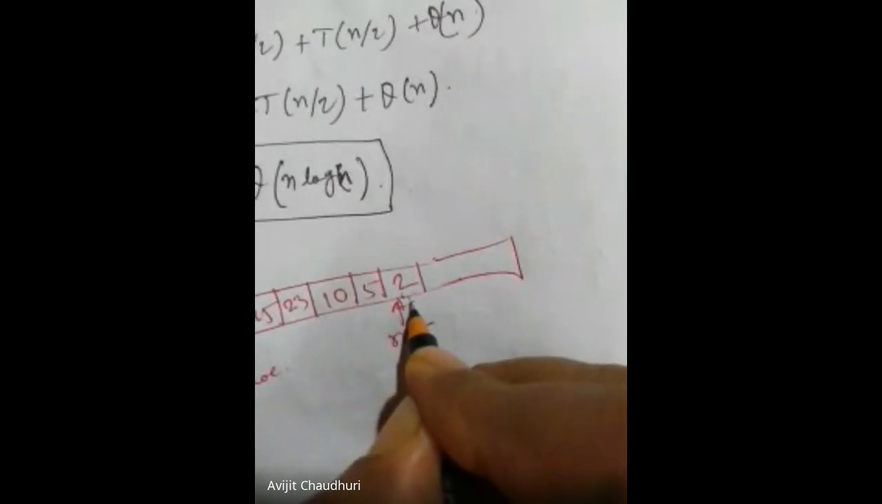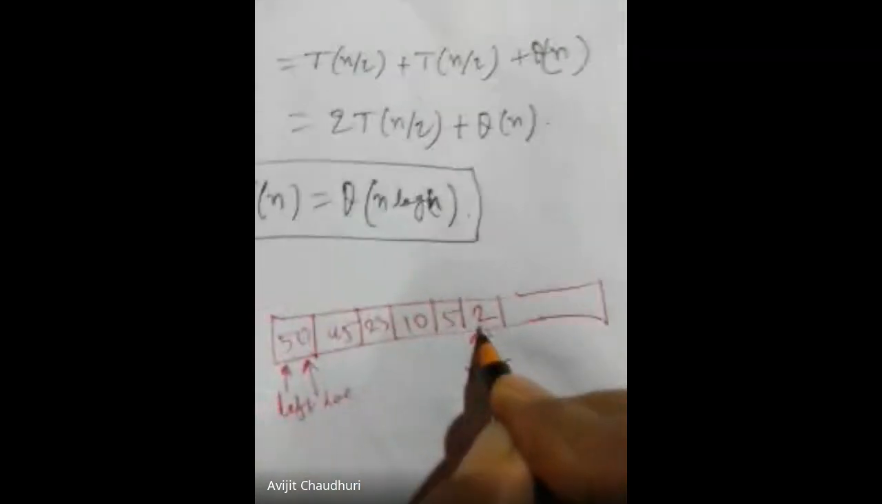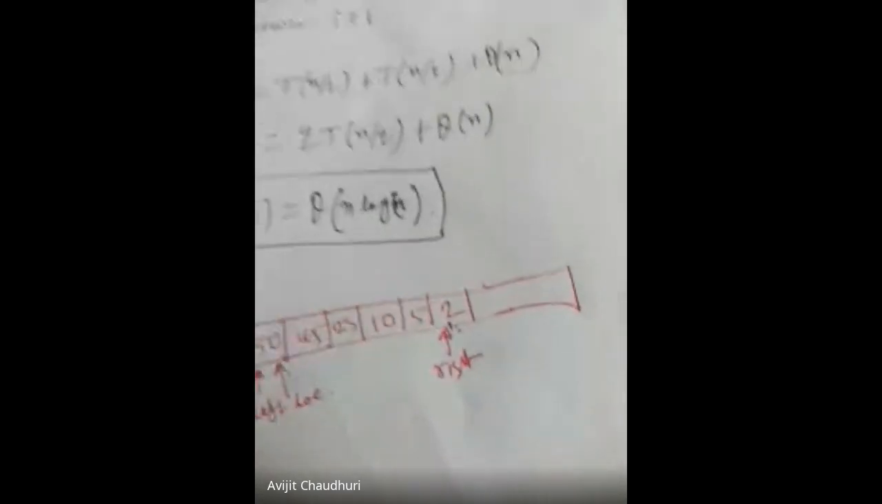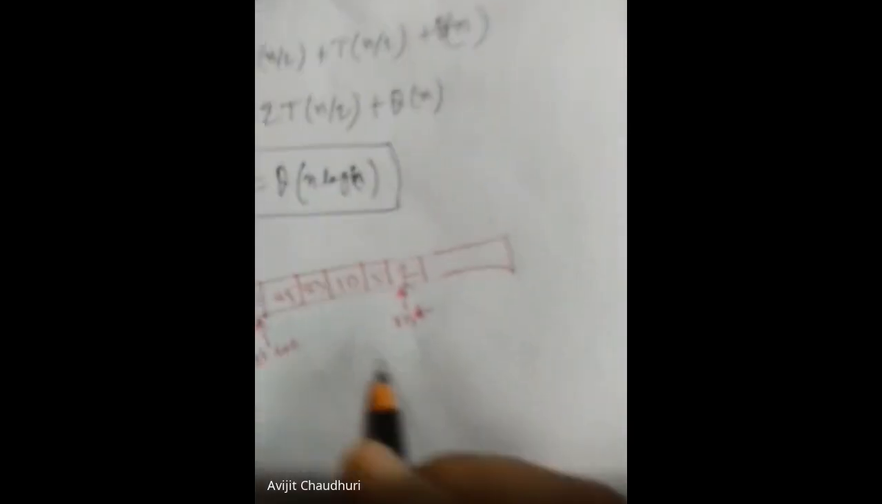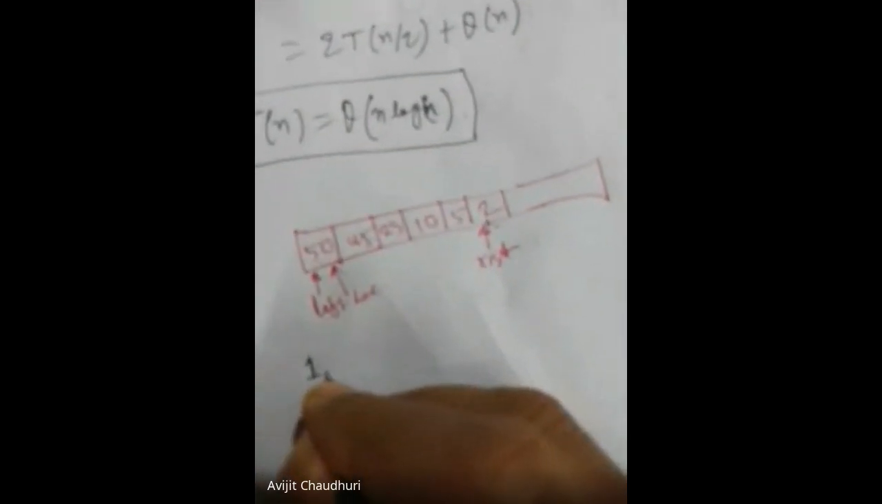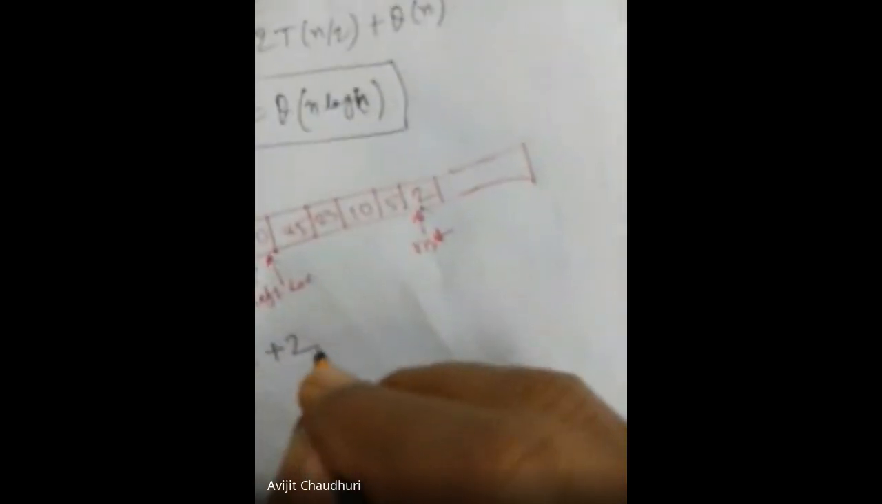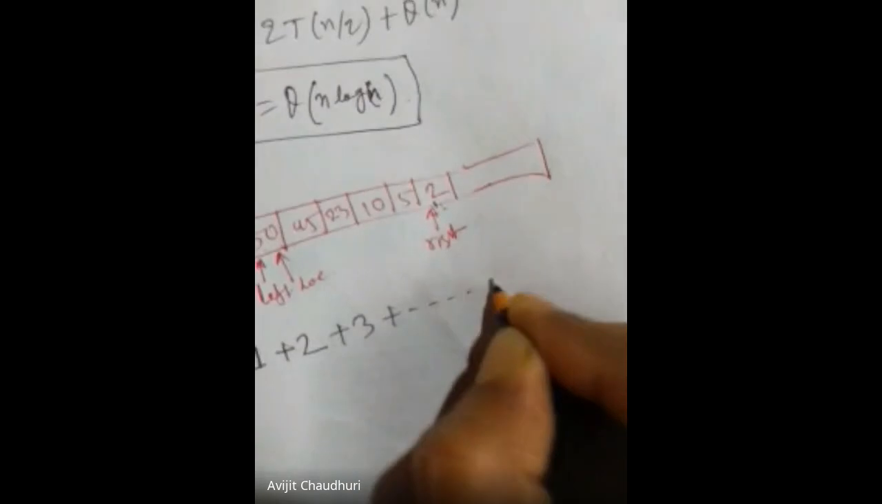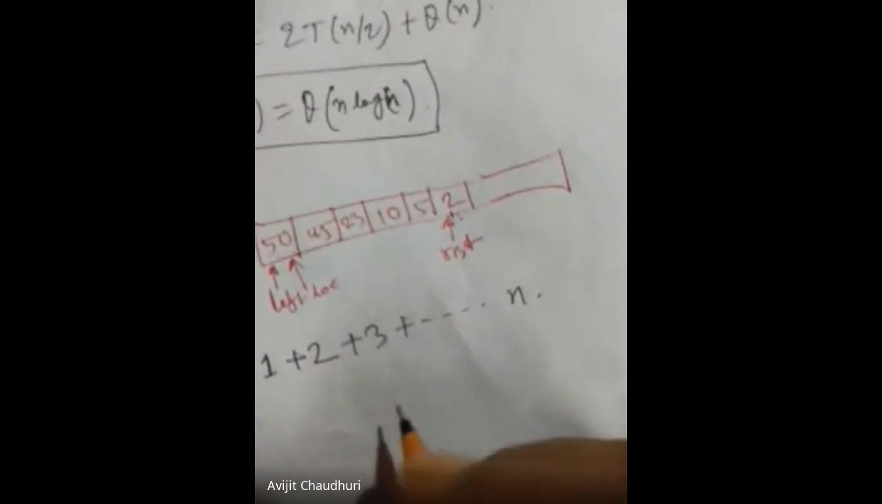Here, first two, scan from two, right to left. This will be compared and it will be changed. Two will go in the place of 50, and 50 will come to 2. Now here, that means first one comparison, plus 2 for the second element, plus 3, etc., up to n comparisons.